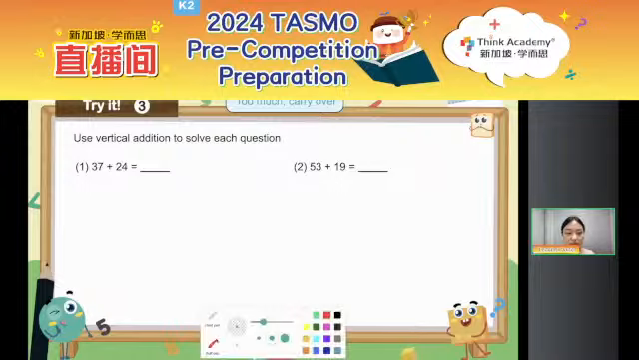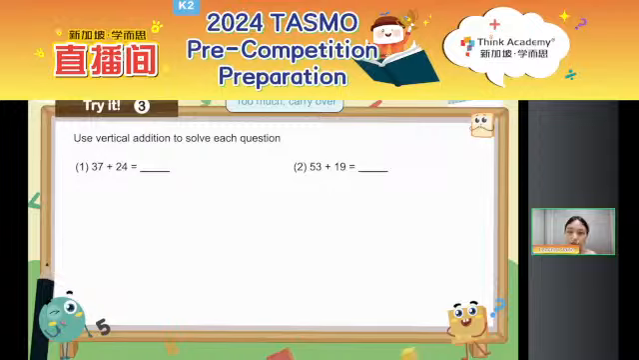So everyone, we can see that this time, think about if there are too much, we need to carry over, right? So we can see 37 and 24, how can we do the calculation? 7 plus 4 is already bigger than 10, right? So we can see 37, align the tens with the tens, align the ones with the ones. So 37 plus 24, the 7 plus 4 equals 11, right?